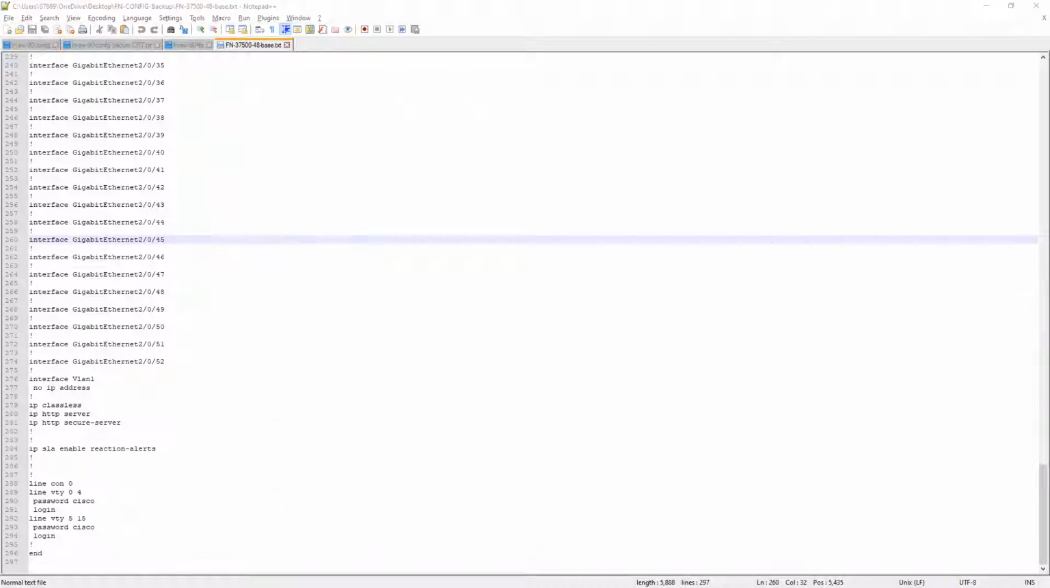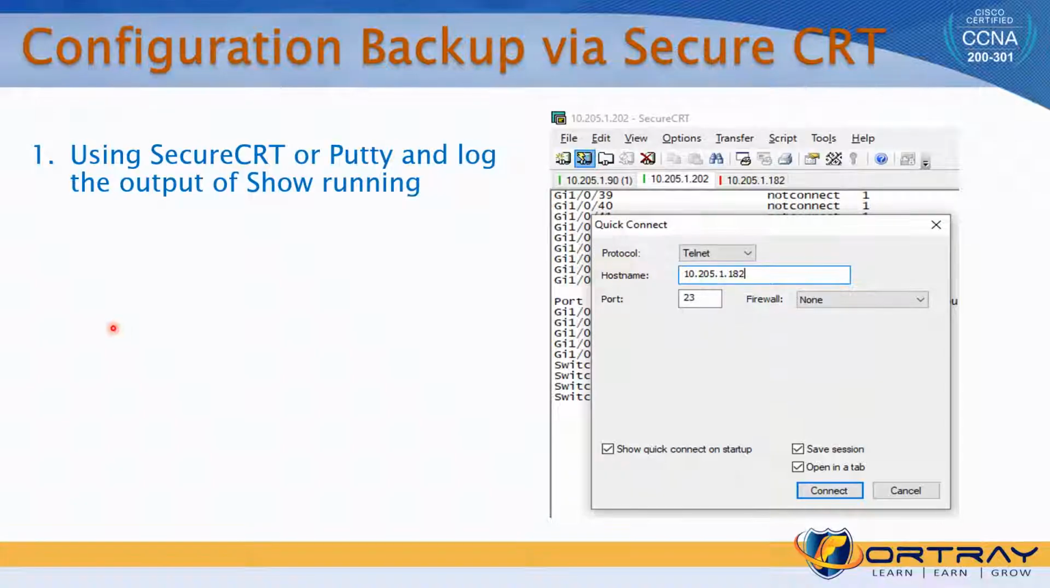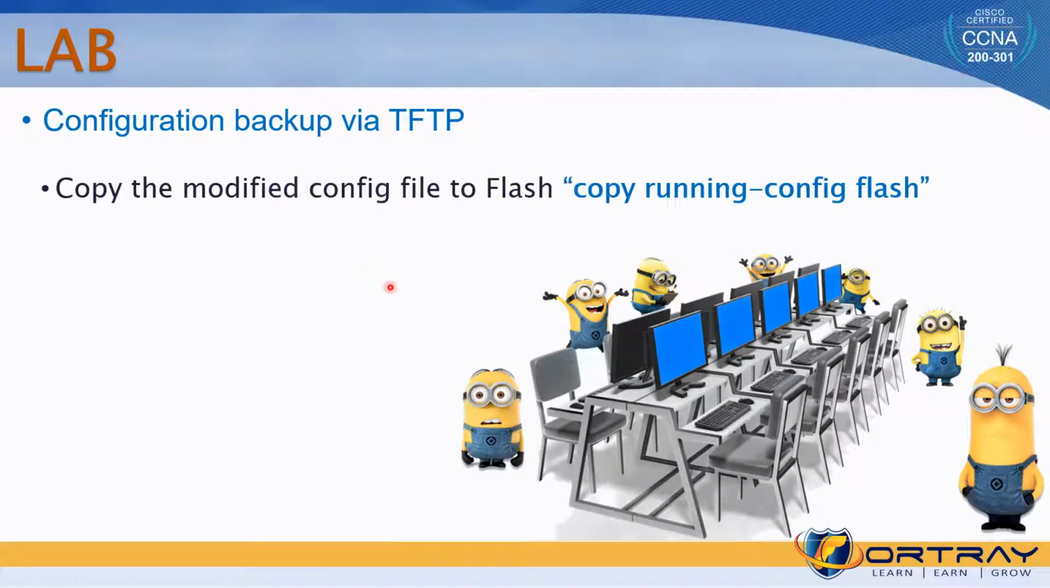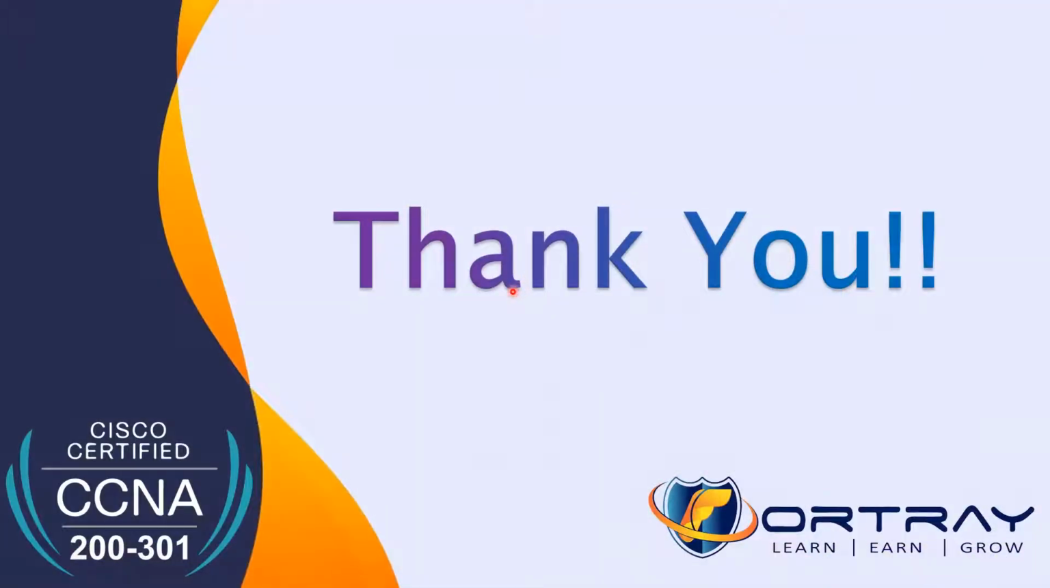So this is how you can take the backup configuration via SecureCRT and TFTP as well. So the copy running command will take the backup configuration. So that's all how you can take the configuration backup of switches or routers through the TFTP or using SecureCRT.